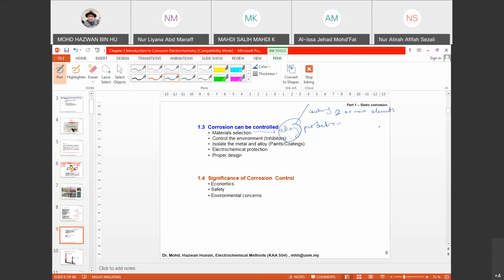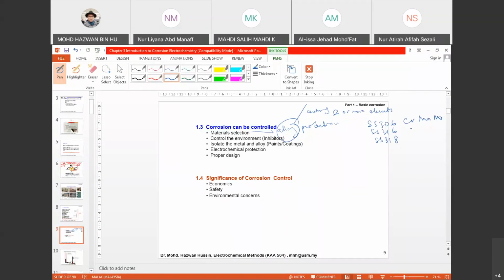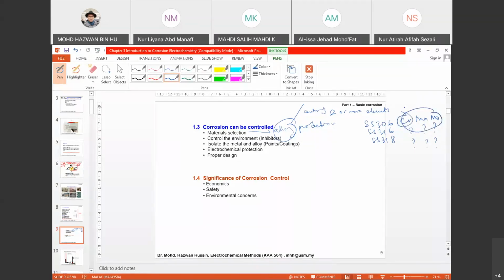If it is stainless steel, SS, you have SS306, SS316, SS318. All these have different compositions. So you have iron, chromium, manganese, molybdenum. All these give different percentages. You know that all these materials, especially chromium, are known as corrosion resistant elements.